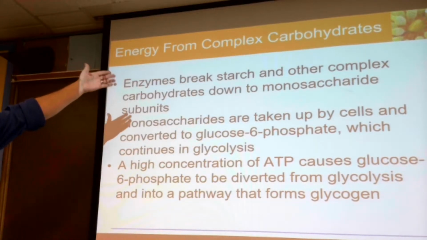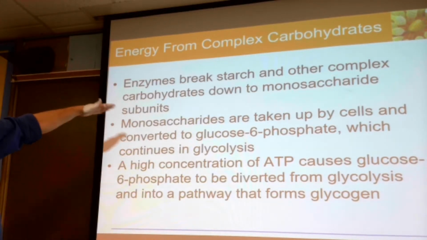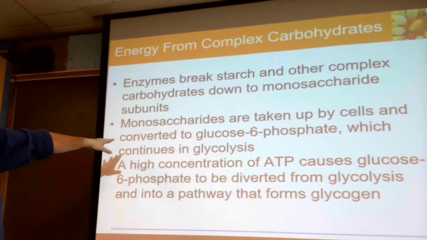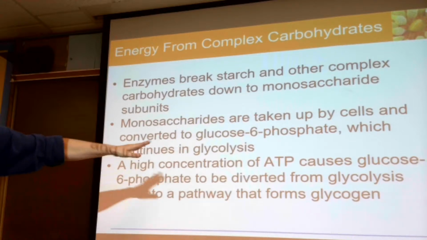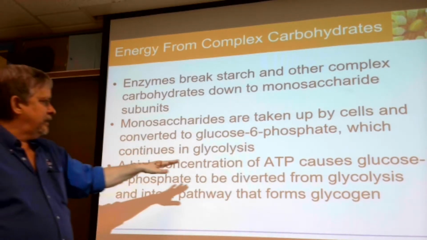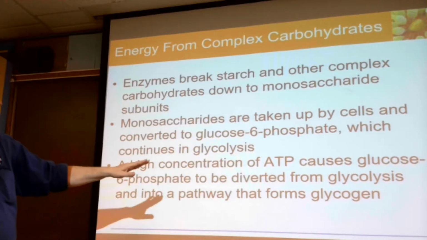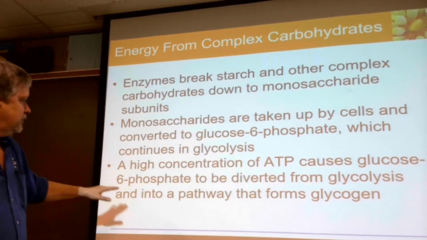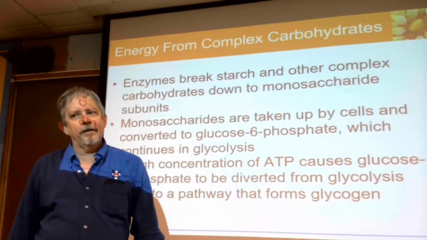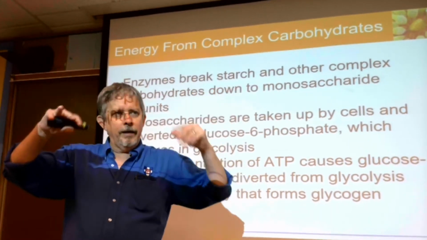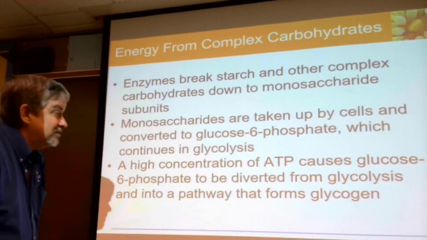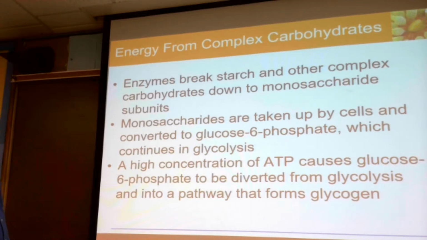So enzymes break starch and other complex carbohydrates down to monosaccharides. That's great for quick energy. Monosaccharides are taken up in cells and converted to glucose 6-phosphate, which continues through glycolysis. So that's the normal cycle we just studied. A high concentration of ATP causes glucose 6-phosphate to be diverted from glycolysis into a pathway that forms glycogen, and this is the first step in forming fat. You get that glycerol head, attach fatty acid tails to it, and there you go. You've got energy stored, which is good. We need to be able to store energy.